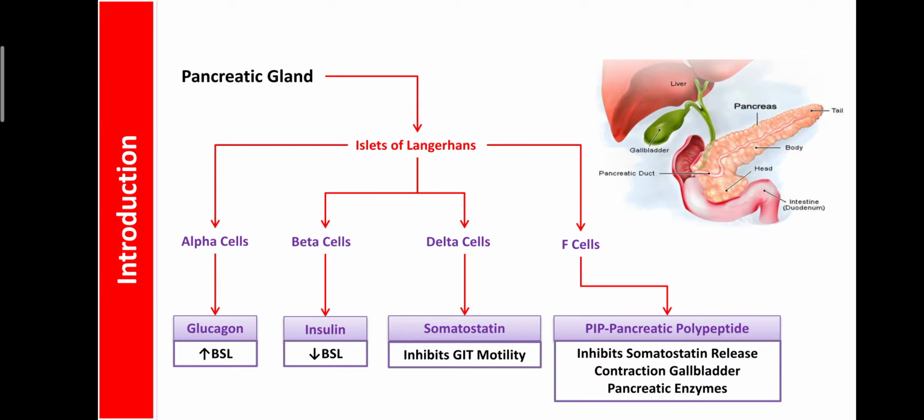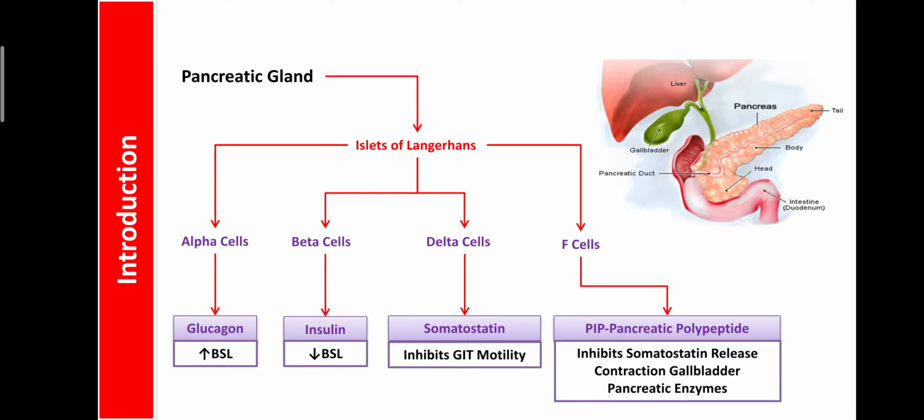So now we can learn about the introduction to the pancreatic gland. You already know the human anatomy and physiology of the pancreatic gland. The pancreatic gland is both an endocrine gland as well as an exocrine gland. The exocrine part secretes various enzymes that are required for the digestion of food in the small intestine.